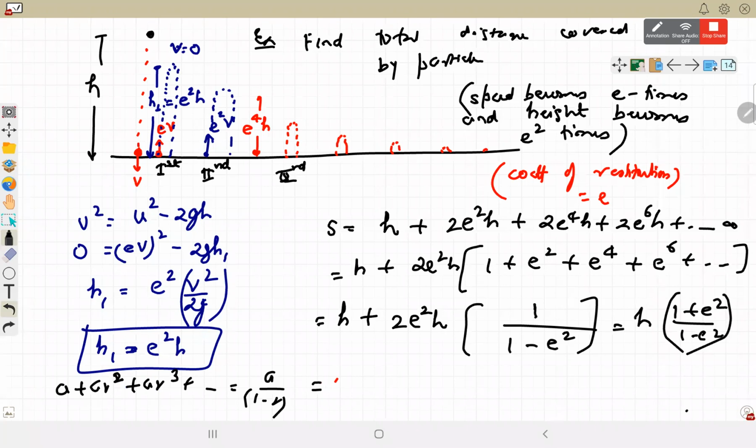This is the total distance covered by this particle before coming to rest. The total time taken to come to rest is infinite because it will never stop, though the height will become so small that we will assume it to be at rest.